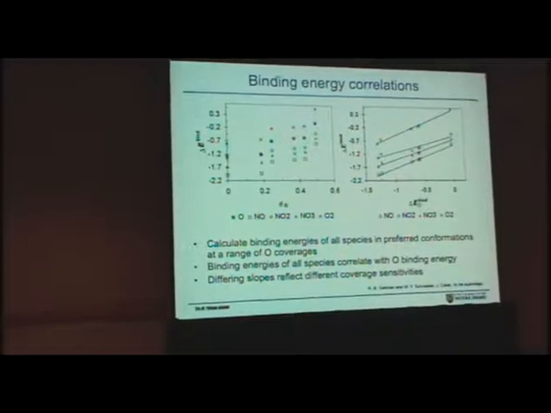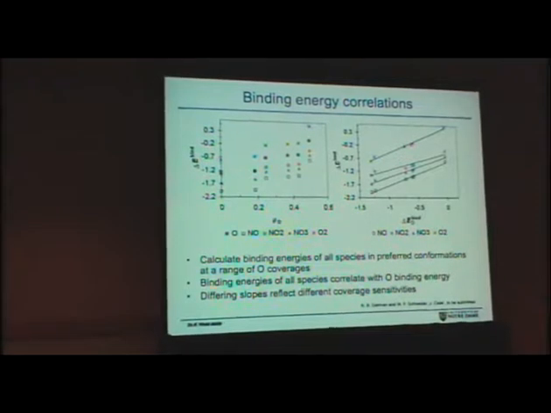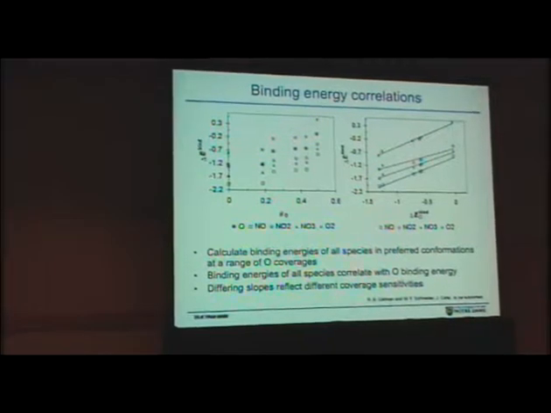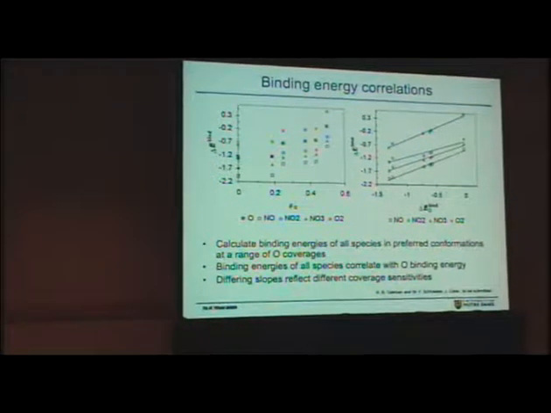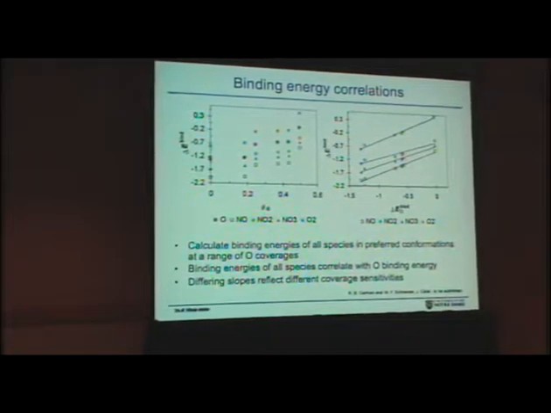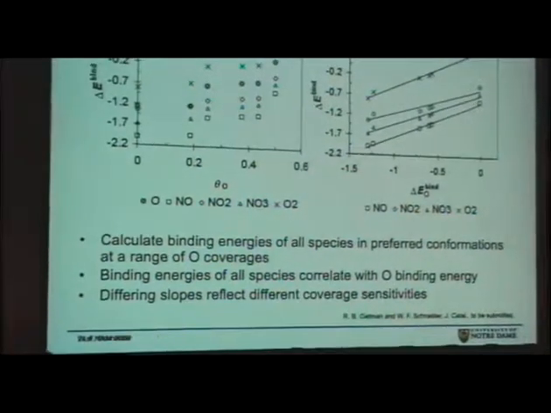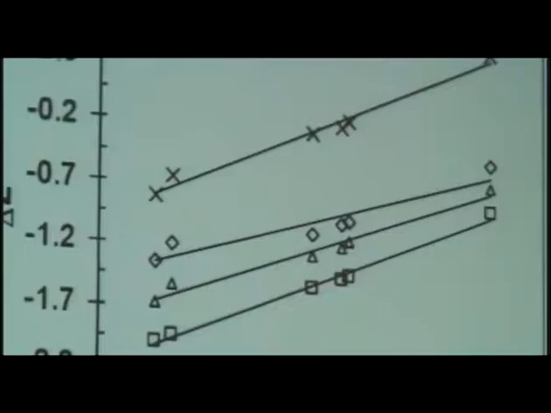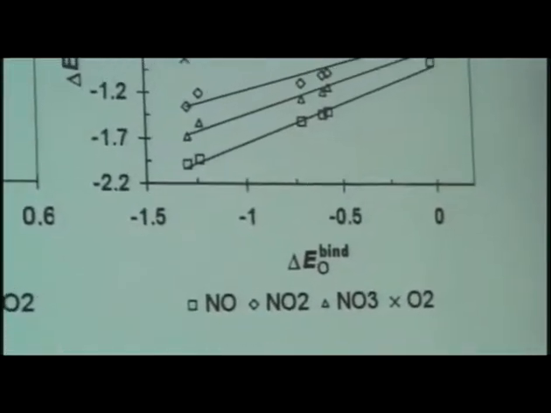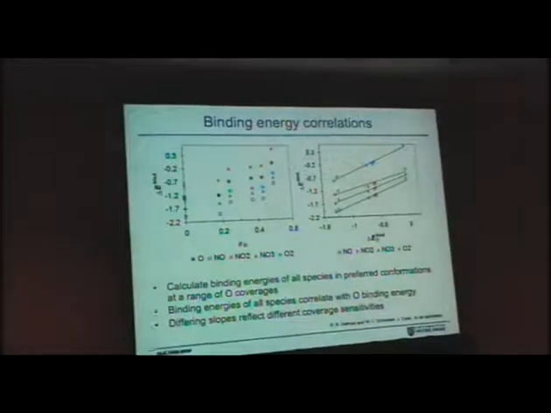You can see that everything binds more weakly to the surface as the total coverage of the surface goes up. That's not too surprising. You can also see that there are very nice correlations between the binding energy of any particular adsorbate and the binding energy of oxygen. So that's a correlation that we can take advantage of when we create kinetic models. The slopes of those lines are different, and again, that's an important point. Certain of the molecules, and particularly the ones that contain nitrogen, are less sensitive to coverage because their conformation is more flexible. The ones that involve only oxygen have very steep slopes.